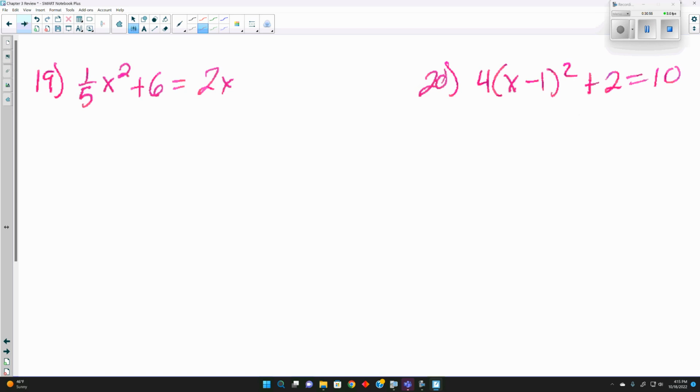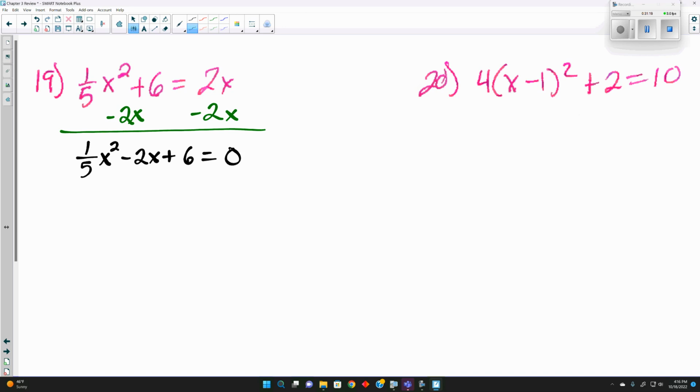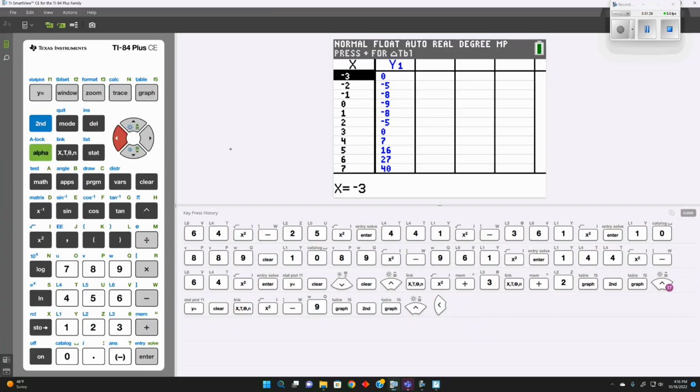Now the next one, we have 1/5 x squared plus 6 equals 2x. And again, if we're solving this by graphing or factoring, or most methods besides the quadratic formula, completing the square, we do need this equal to 0. So we can say 1/5 x squared minus 2x plus 6 is equal to 0. And if you're getting stumped or trying to find one method to do it, go on and graph it. If it doesn't specify, we can always start with graphing.